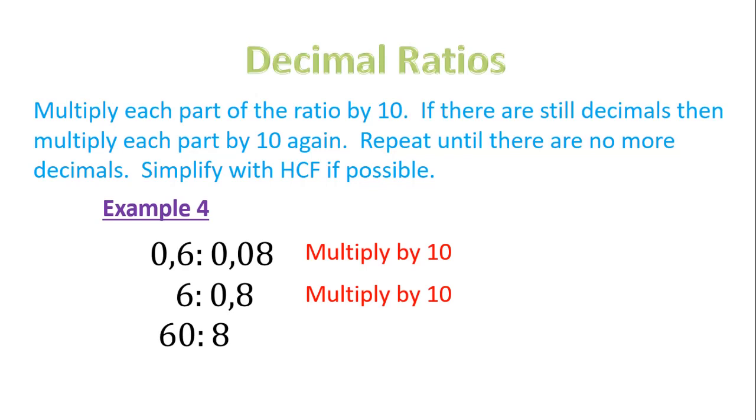Now we see if we can figure out the highest common factor. And so the highest common factor for 60 and 8, hopefully you can see that it's 4. What do I do then? I take my 4 and I divide it into both parts of my ratio. 60 divided by 4 is 15, and 8 divided by 4 is 2. And so my new ratio, or my simplified ratio, is 15 to 2.